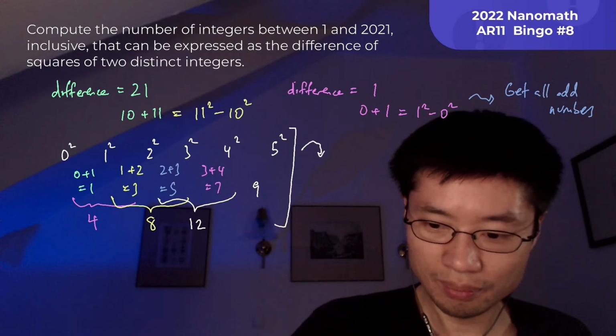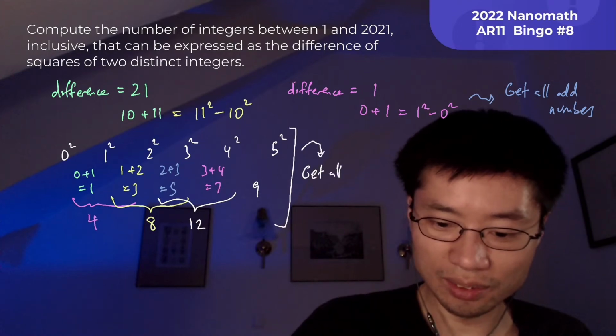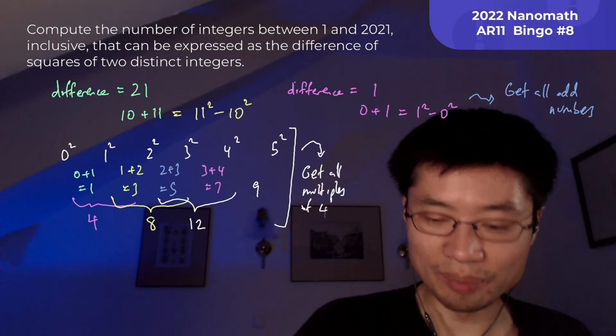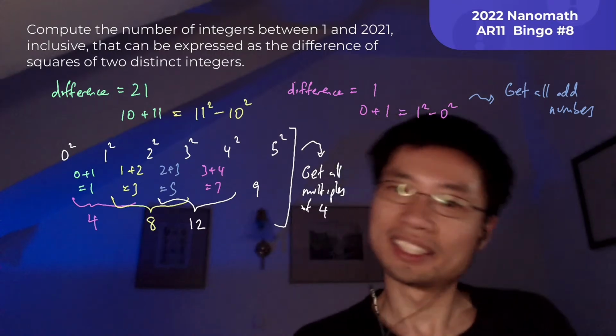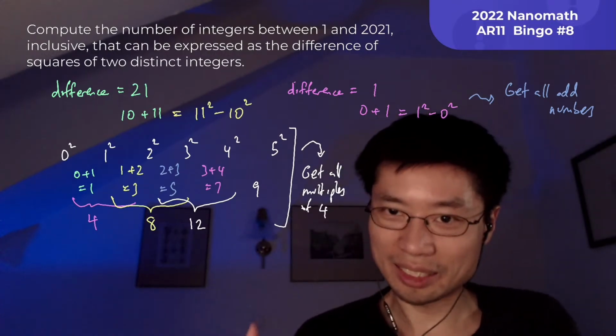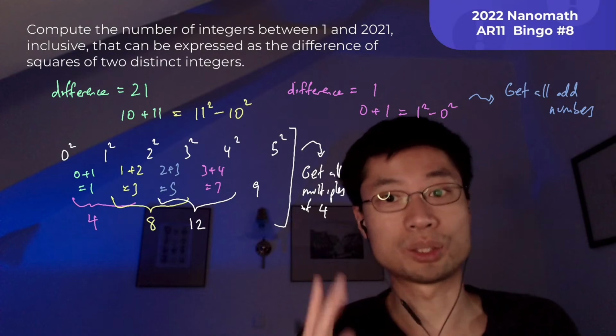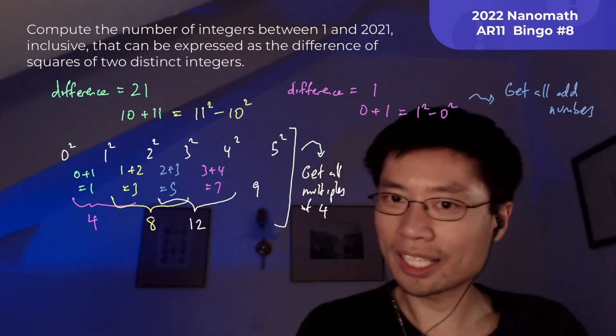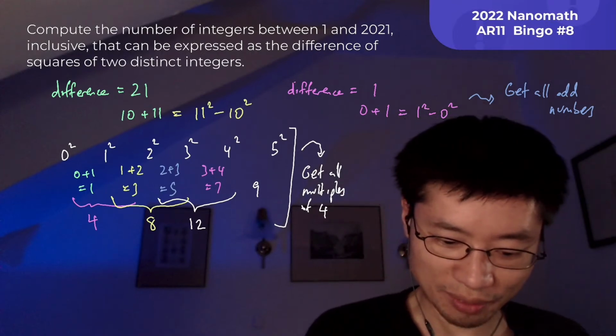Get all multiples of 4. And then the only question left is, is there anything missing? So right now, the things that seem to be missing are things which are what's called 2 mod 4, which is multiples of 2, but not multiples of 4. Could that ever happen? Well, now we've got to think about this difference of squares thing.